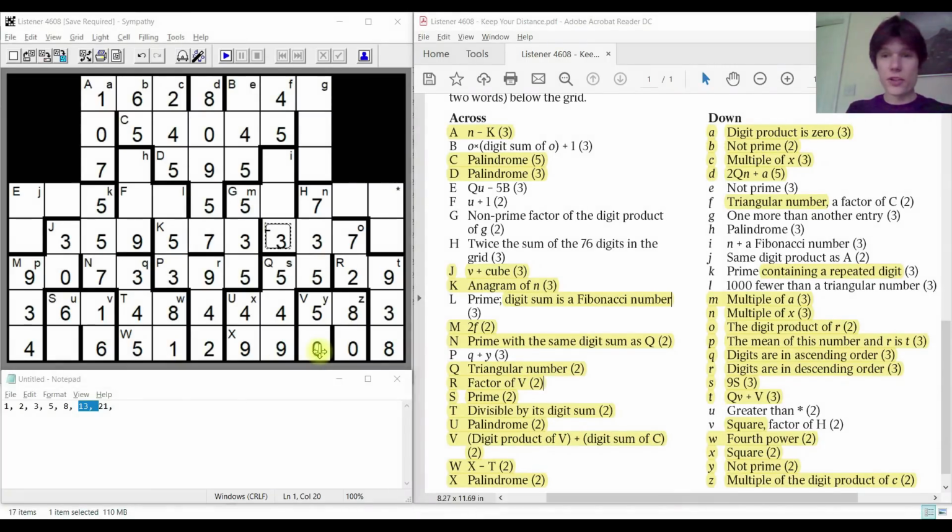Now the next clue of interest is for I down, which is little n plus a Fibonacci number. Well, little n ends in a 5, and the entry at little I ends in a 3, so this Fibonacci number must end in an 8.